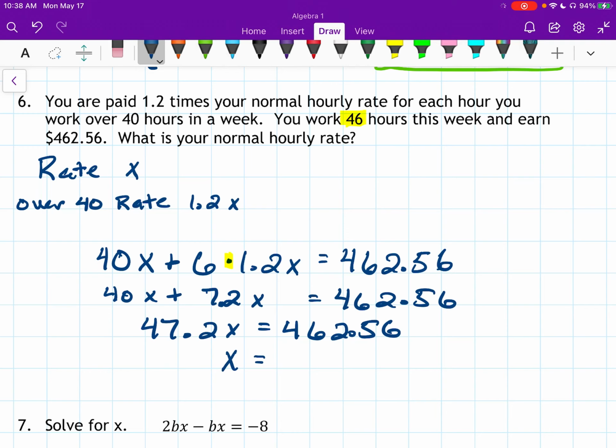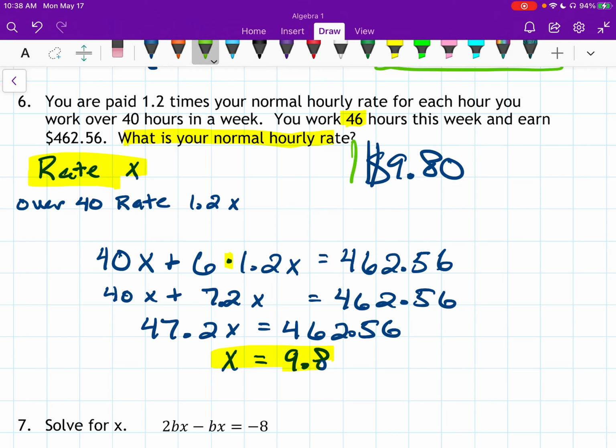So x equals 9.8. So we need to remind ourselves, what did we find there? This is our hourly rate, our normal hourly rate, right? Not our overtime, but our normal. And the question asks, what is our normal hourly rate? So we have 9.8, and I'm going to put 9.80 because we're talking about money, dollars. And there we are. Next up, number 7.